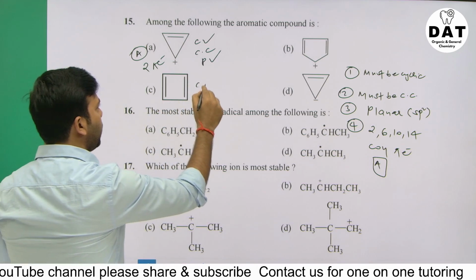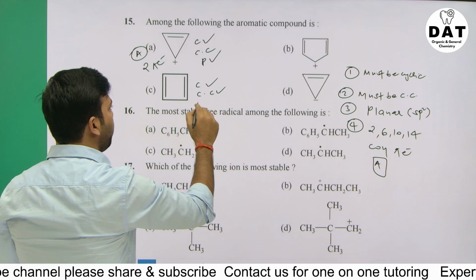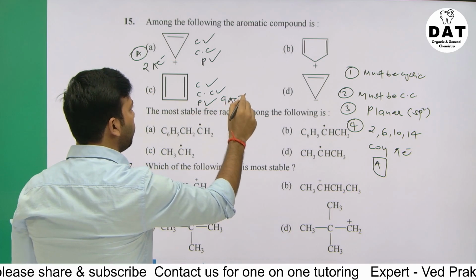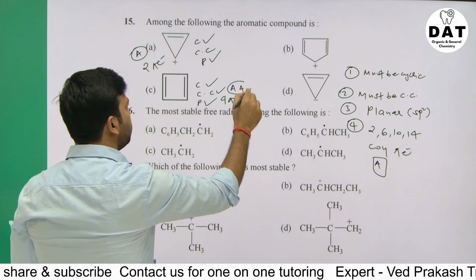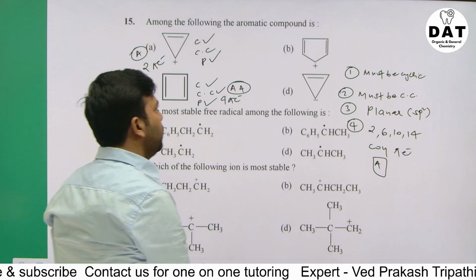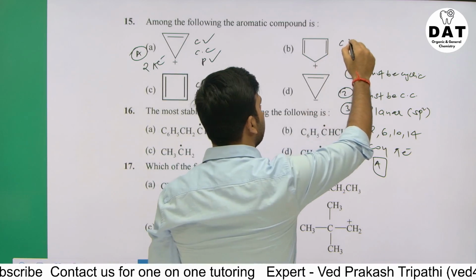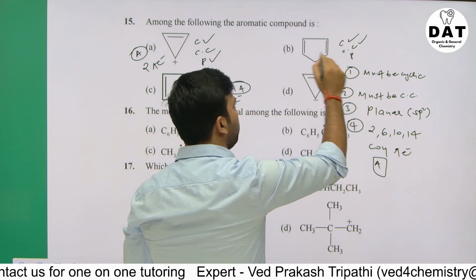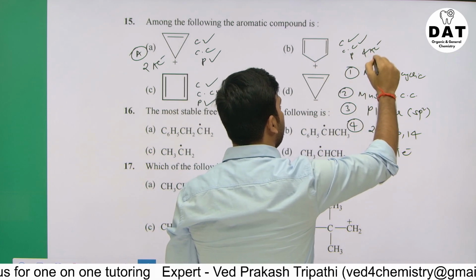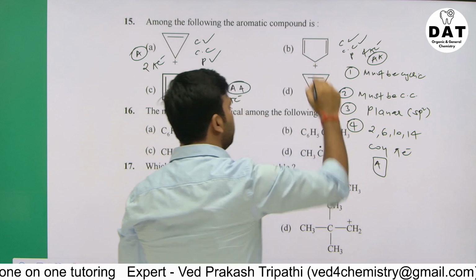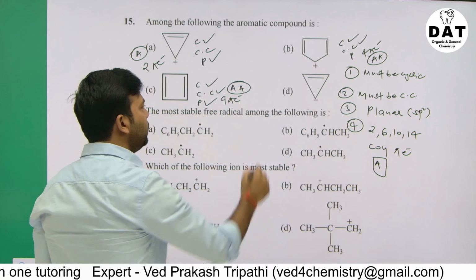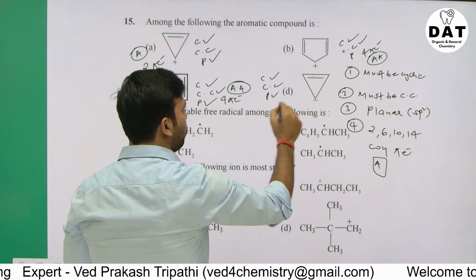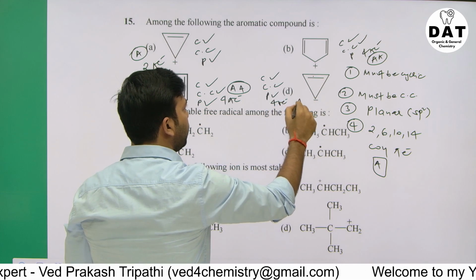Now look at C. C is cyclic conjugated and planar, how many pi electrons? 2 and 2, 4 pi electrons. So 4 pi electrons means anti-aromatic. This one, cyclic conjugated planar, and how many conjugated pi electrons? 2 and 2, 4. 4 means again anti-aromatic because the positive charge has 0 pi electron. And this is D, cyclic conjugated planar, and how many conjugated? 2 and 2, 4. 4 means anti-aromatic.